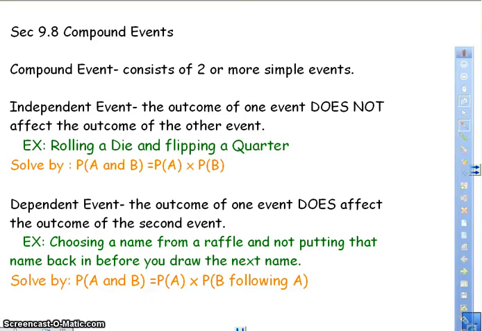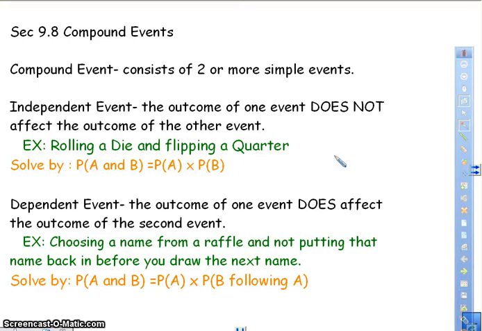The first one is an independent event. The outcome of one event does not affect the outcome of another event. Okay? So for example, rolling a die and flipping a quarter. When I roll a die, it has nothing to do with the quarter that I am flipping. The outcome of the first event will not affect the outcome of the second event.